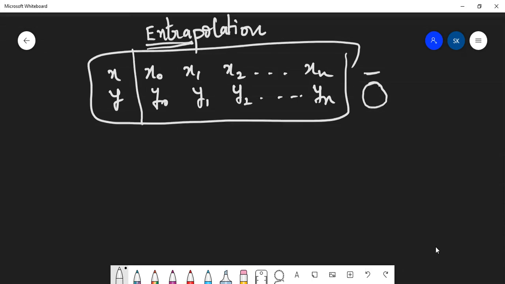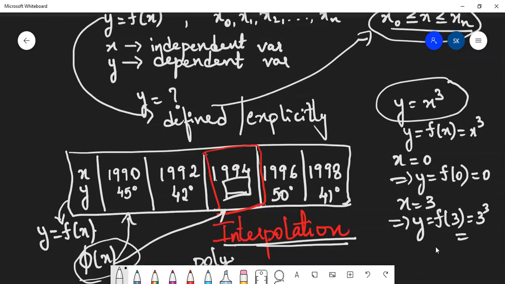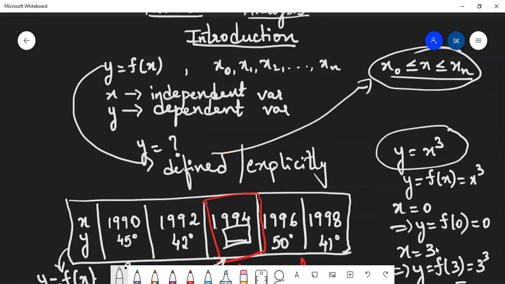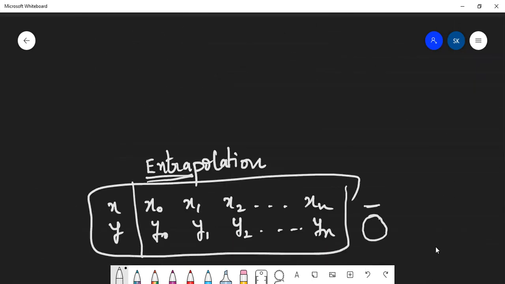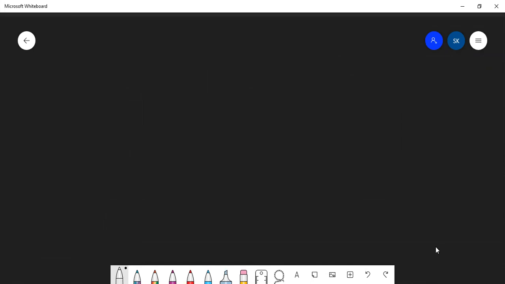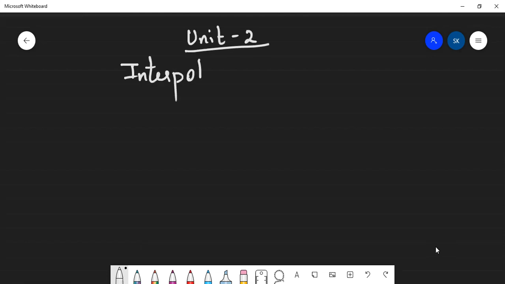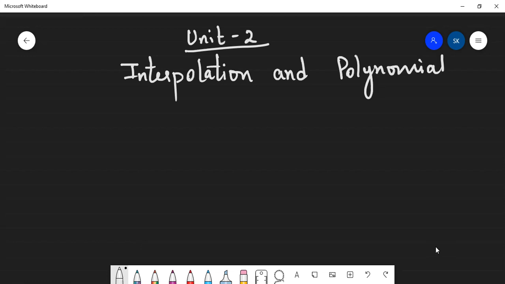Now I'm coming into the exact topic. You have numerical analysis, unit 2. The heading is interpolation and polynomial approximation.